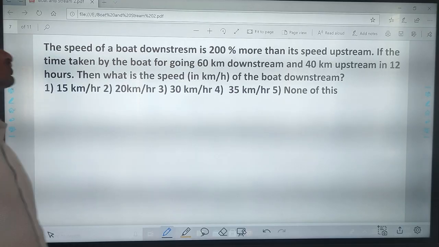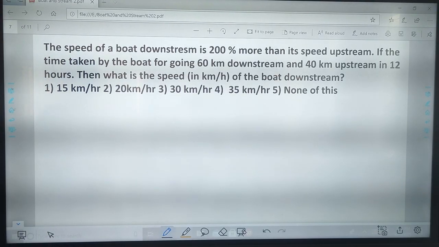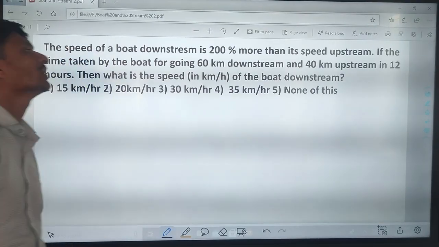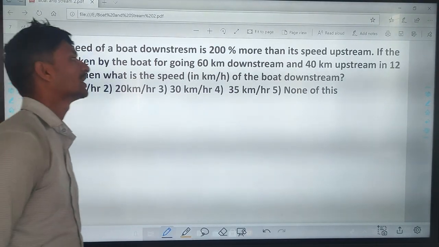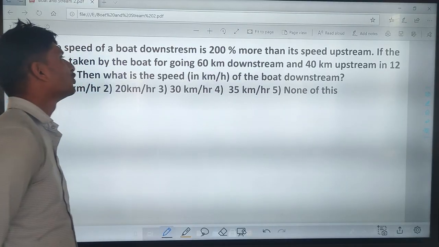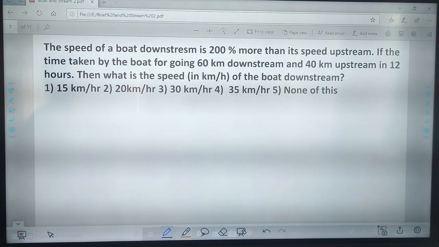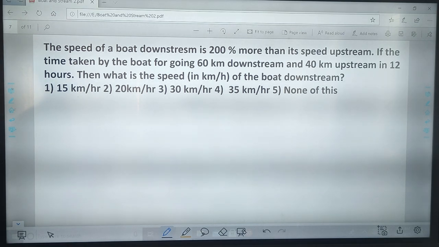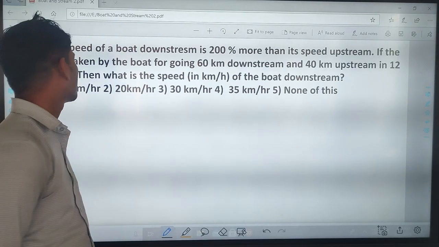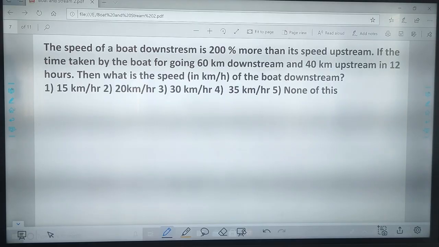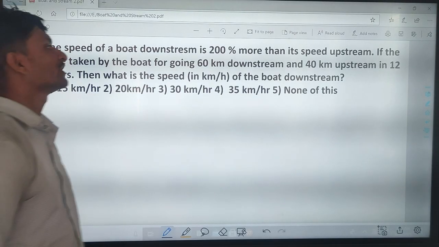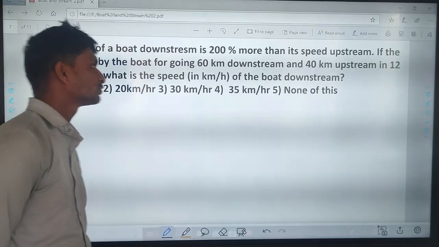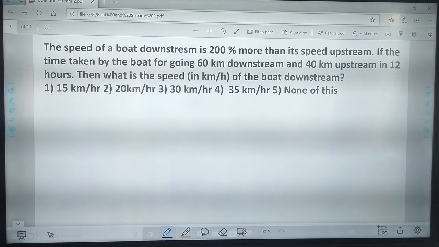The speed of the boat downstream is 200% more than its speed upstream. If the time taken by the boat for going 60 km downstream and 40 km upstream is 12 hours, then what is the speed of the boat downstream?